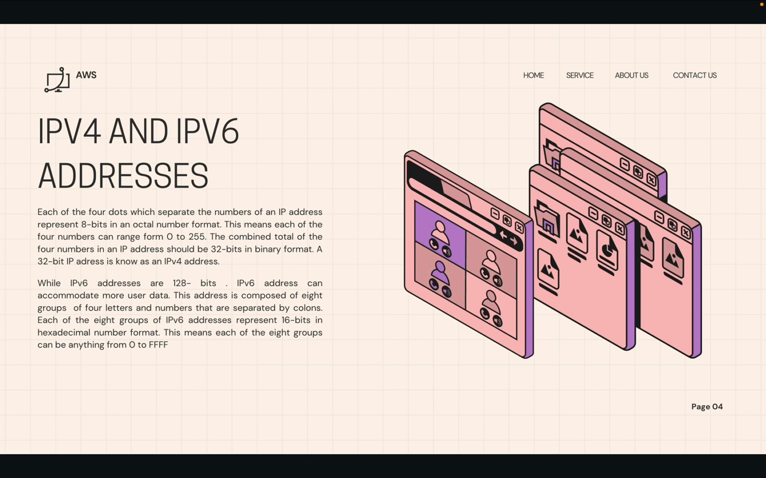A 32-bit IP address is also known as an IPv4 address. IPv6 addresses can accommodate more data. This is because it holds 128 bits. This address is composed of 8 groups of 4 letters and numbers that are separated by colons. Each of the 8 groups of IPv6 addresses represents 16 bits in hexadecimal number format. This means each of the 8 groups can be anything from 0 to FFFF.